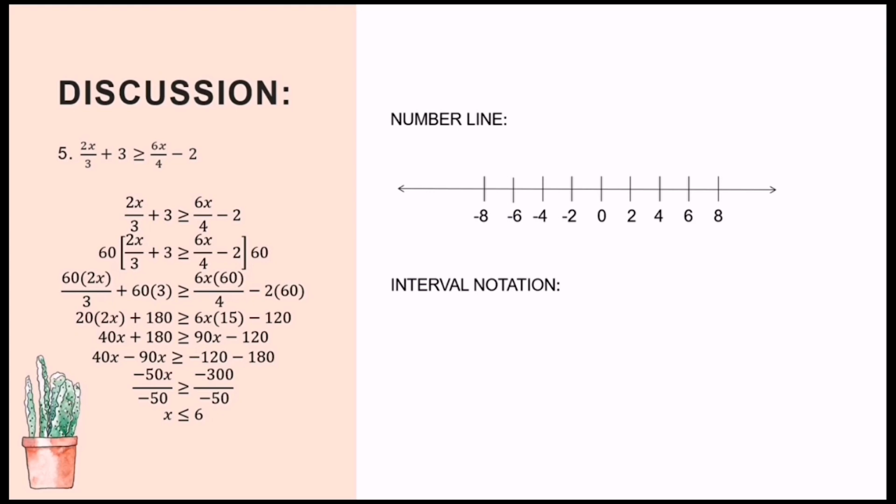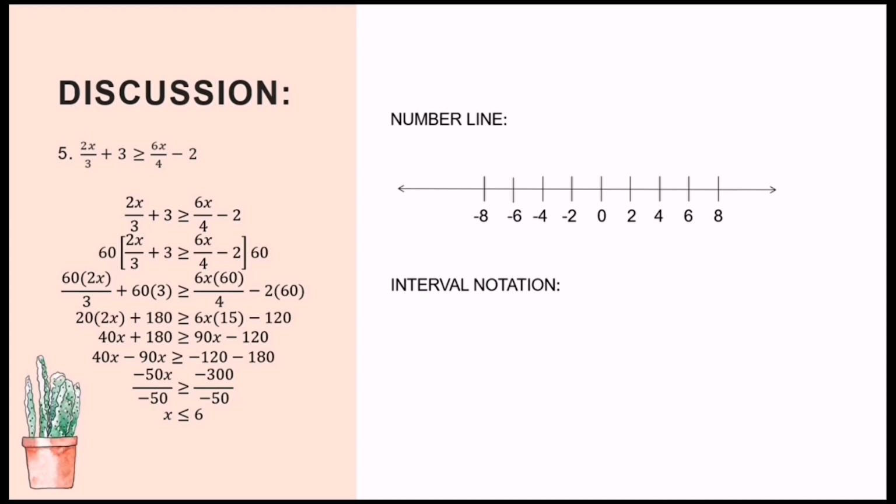So, we have to transpose 90x and then 180. So, that could be 40x minus 90x. We group them according to their variables. It's greater than or equal to negative 120 minus 180. Minus 180 because we have to change the sign. So, we have now 40x minus 90x is negative 50x is greater than or equal to negative 300 because negative 120 minus 180 is negative 300.